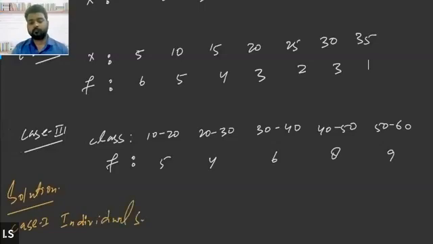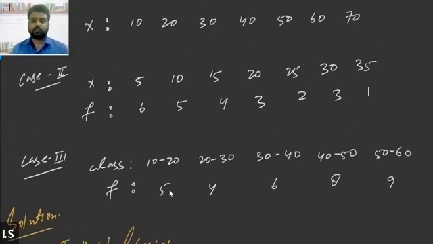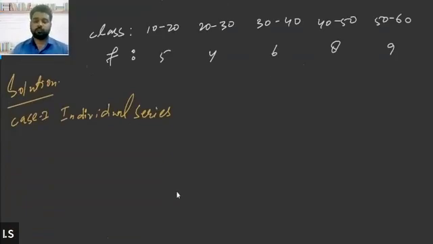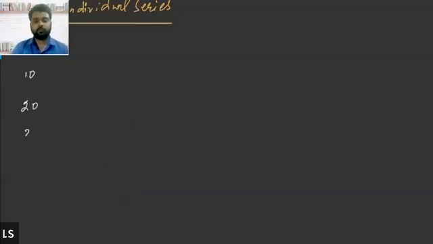Okay, sir, done. All right, so we are solving the individual series first, wherein the values are 10, 20, 30, 40, 50, 60, and 70. So let me just write down the values in the vertical format. 10, 20, 30, 40, 50, 60, and 70.